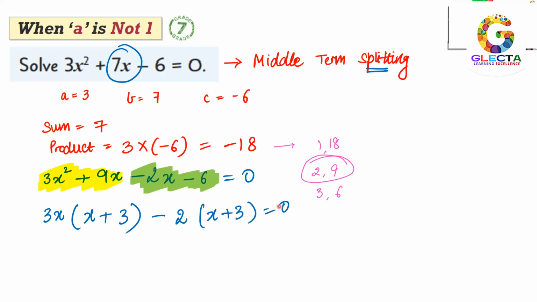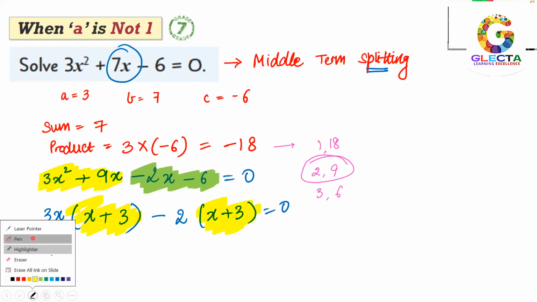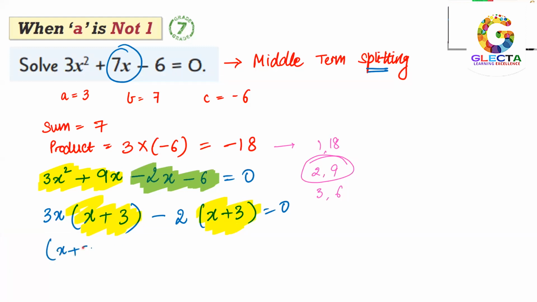Now, guys, always remember one thing: whenever you are factorizing, it's always done in a way that you are going to get these two brackets as the same. x plus 3 over here, x plus 3 over here. If these brackets are different, you will have to recheck your entire calculation. They cannot be different. They have to be the same. Only then this method would work.